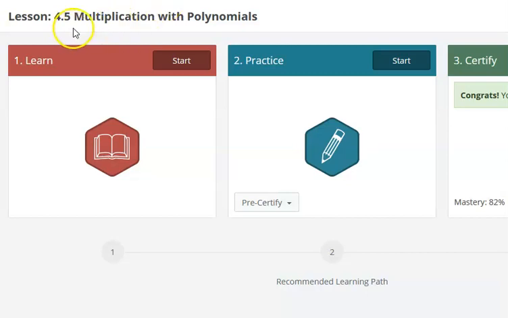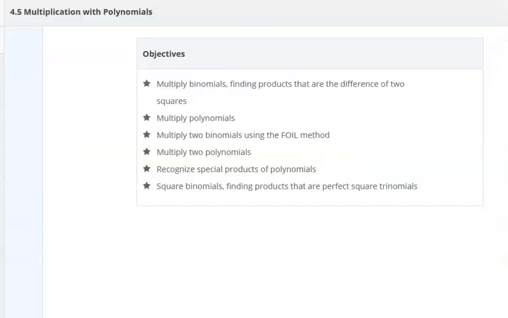In Chapter 4, we're now going on to Lesson 5, Multiplication with Polynomials. In this section, we're going to be dealing with a number of objectives in multiplication, preparing us for what we'll be doing in Chapter 5, which will be factoring of the products that we get.